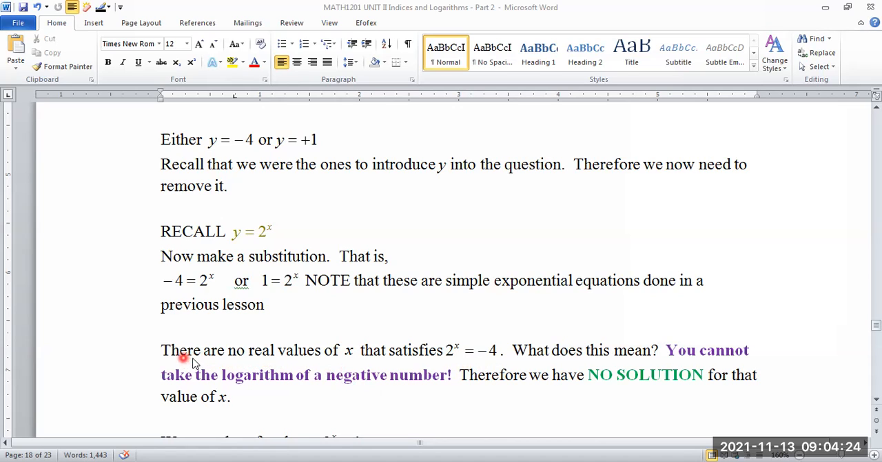So there are no real values of x that will satisfy 2 to the x equals -4. There are no real values. What does this mean, sir? You cannot take the logarithm of a negative number. There are no real values. So therefore, we are going to say we have no solution for that value of x. No solution. Go ahead, Elizabeth.